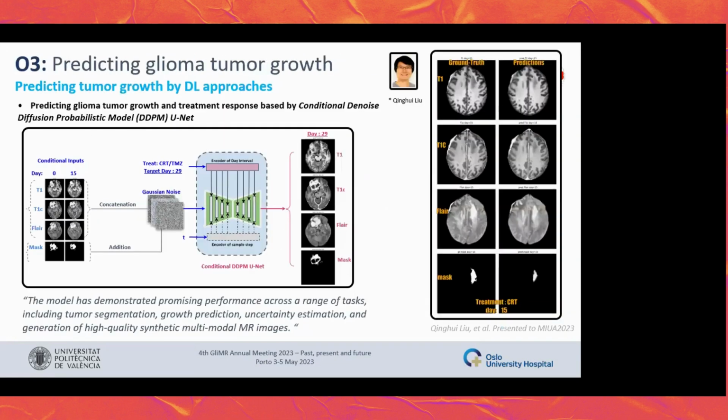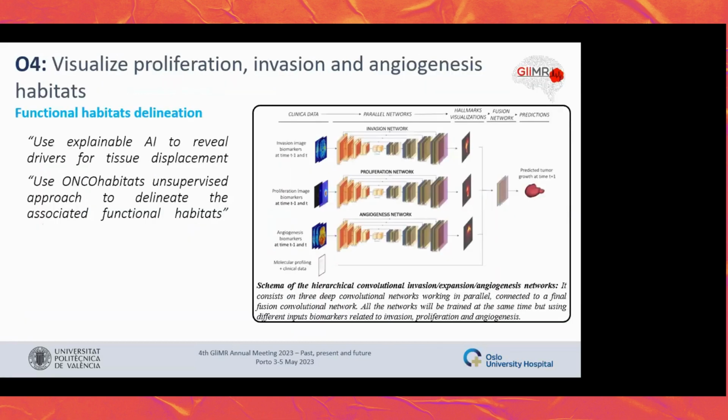The other sub-objective is to see if we can predict how the tumor will grow. To do so, we started working with new deep learning approaches, such as this conditional denoising diffusion probabilistic model, which is able to predict not just how much the tumor will grow, and where it will grow based on a mask, but also to generate high-quality synthetic multimodal images. So it generates how the image will look some days ahead. I think it's very interesting for us.